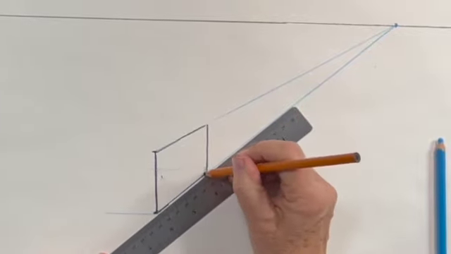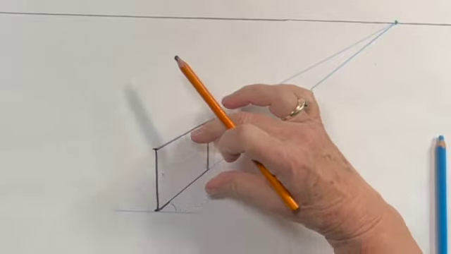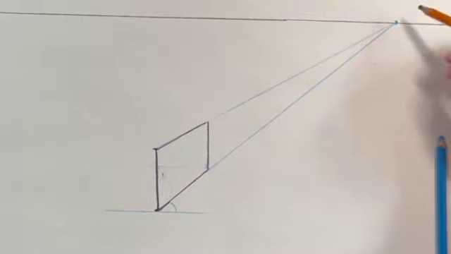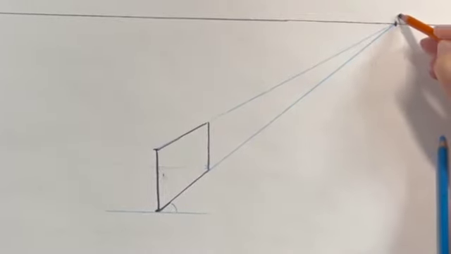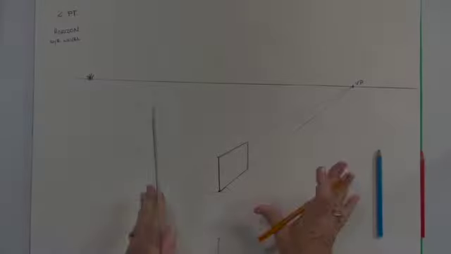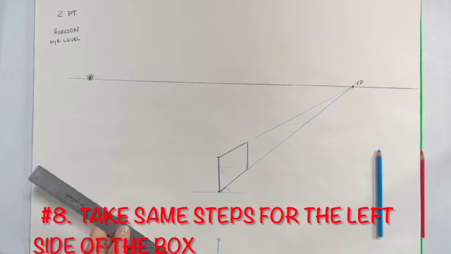And as you can see, these two sides that are parallel lines, they converge if we extend an imaginary line from them to the same vanishing point here. So there's that vanishing point right there. Leaving that for a moment, now we can determine the other side of the box.